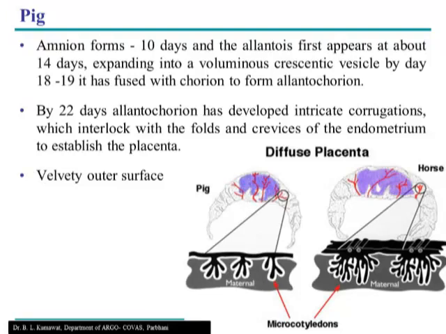By day 22 of gestation, the allantochorion has developed intricate corrugations which interlock with the folds and crevices of the endometrium to establish the placenta.